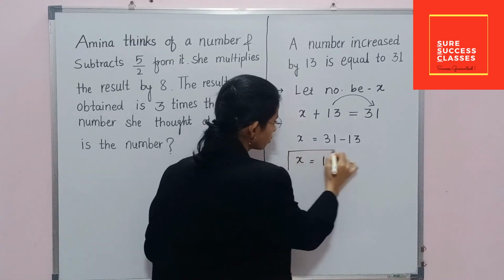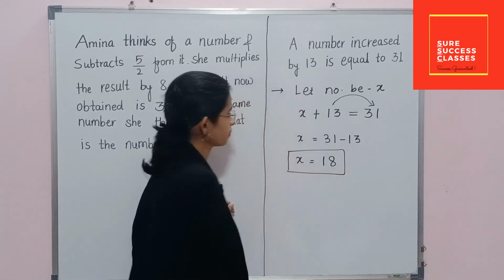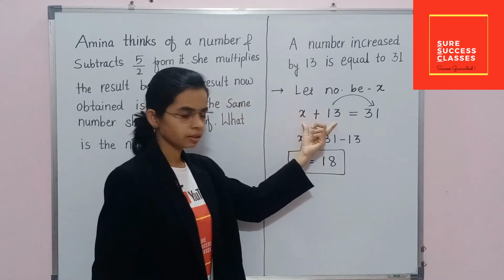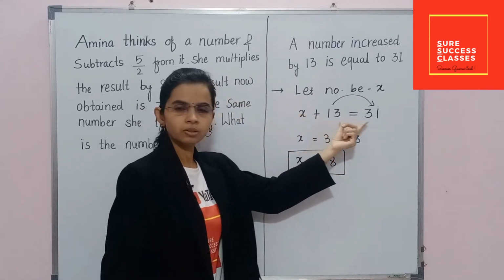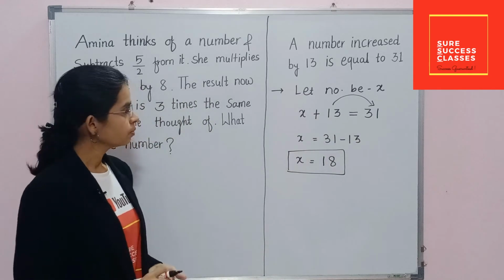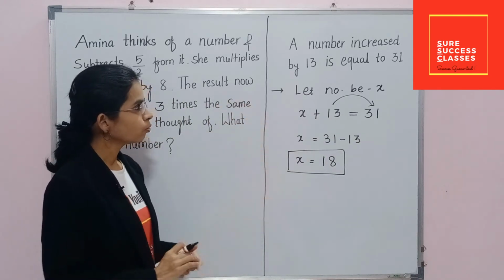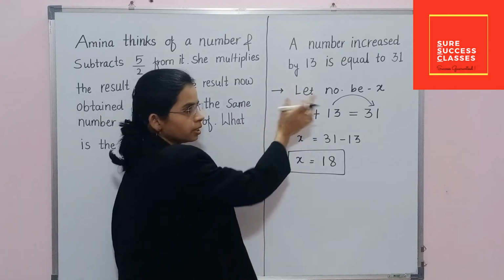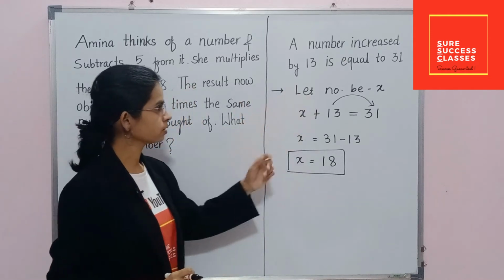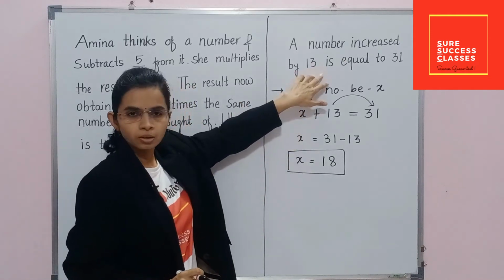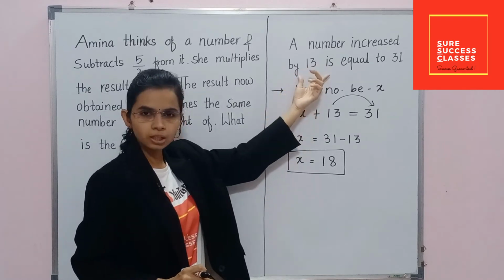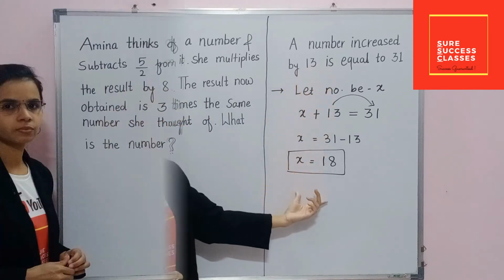If we cross verify this with the statement, 18 plus 13, we will get 31. Means in this entire solution, we first assumed that number as x and then we put it with the given condition and we got our answer.